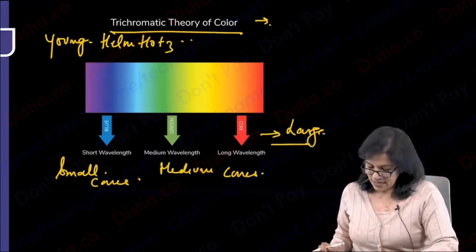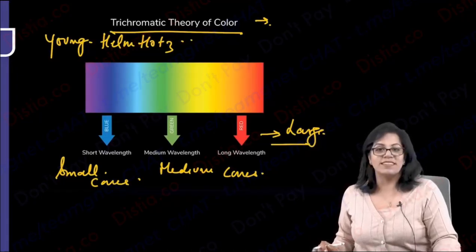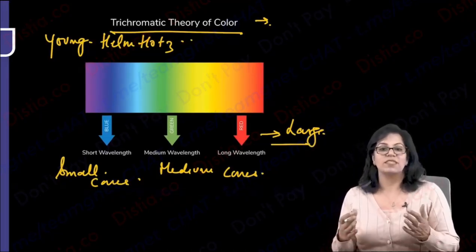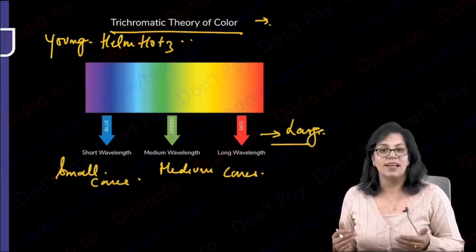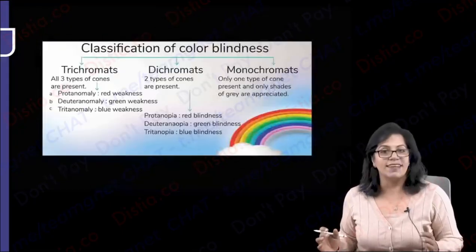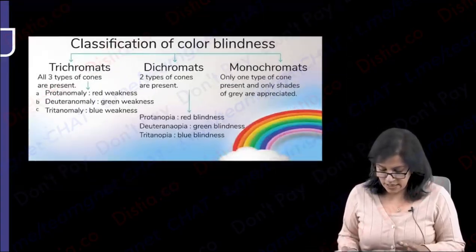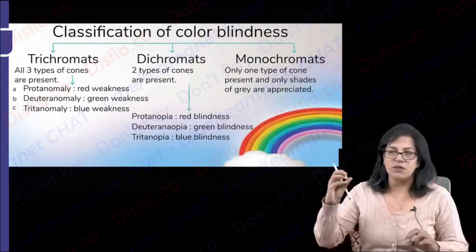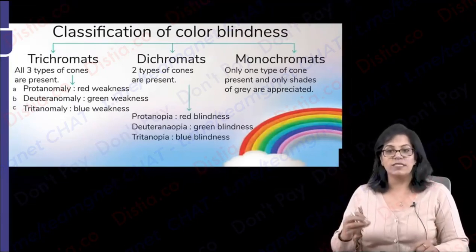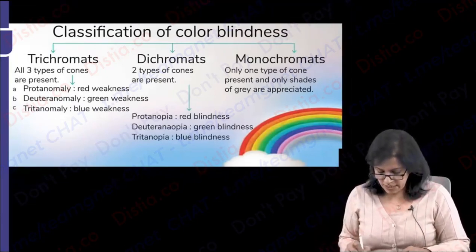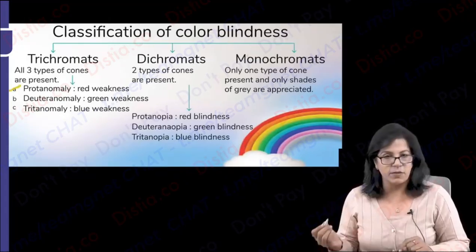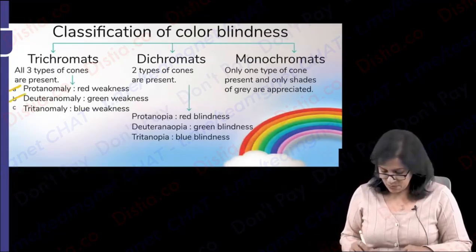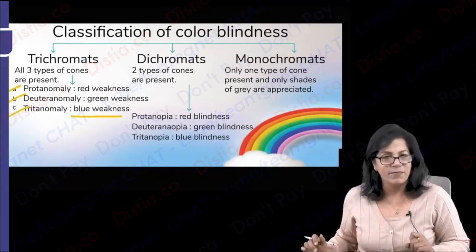Now, next we have to understand color blindness. In a normal person, this is what is expected. What happens in color blindness? First of all, what are the types of color blindness? Please note down the classification here. If the patient has all three types of cones, but one is not working properly, there is a weakness, we call it anomaly. If it is a red weakness, it is called protanomaly. When it is a green weakness, it is deutanomaly. And when it is blue weakness, we call it tritanomaly.